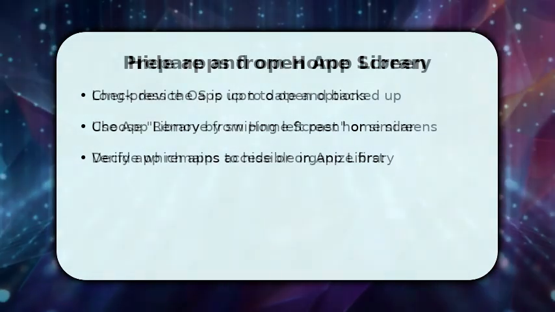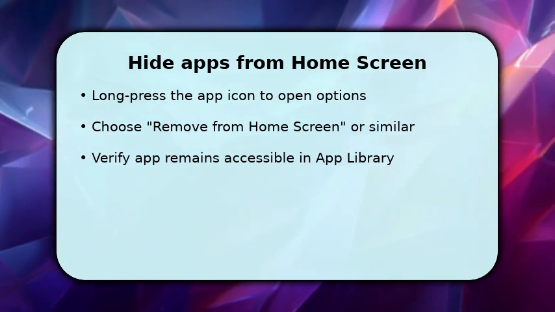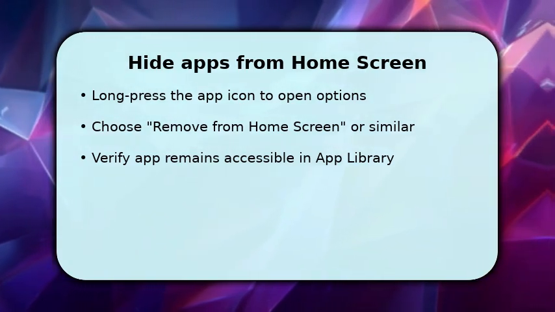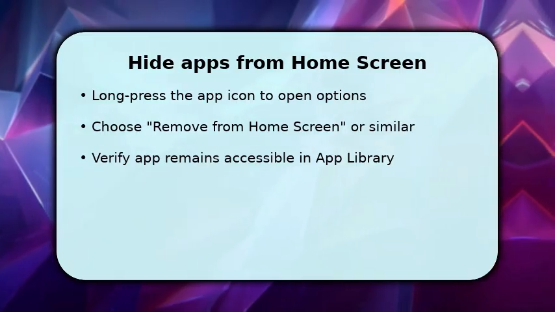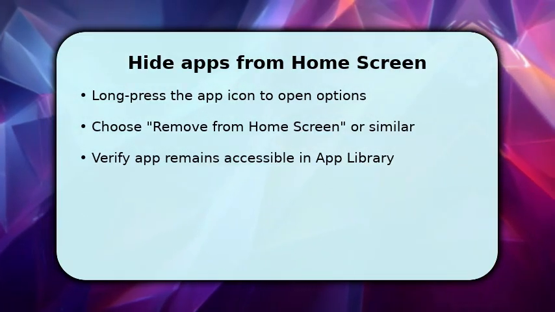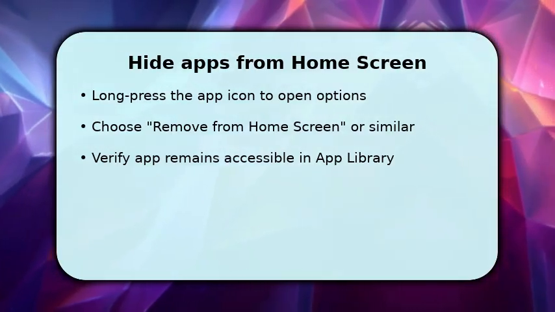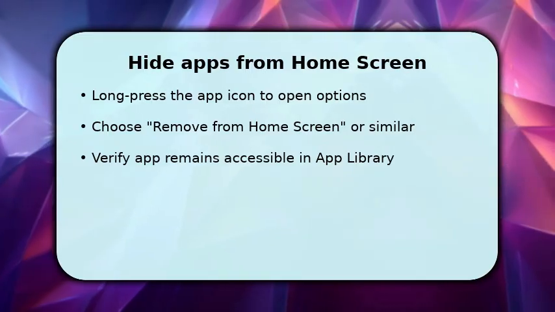You long press any app icon and look for the Remove or Edit option. This gives you the choice to delete or remove from the home screen. Select Remove from home screen to hide it. Do not delete unless you want it gone. Once hidden, check the app library. Use the search bar or browse categories to confirm the app is still installed.